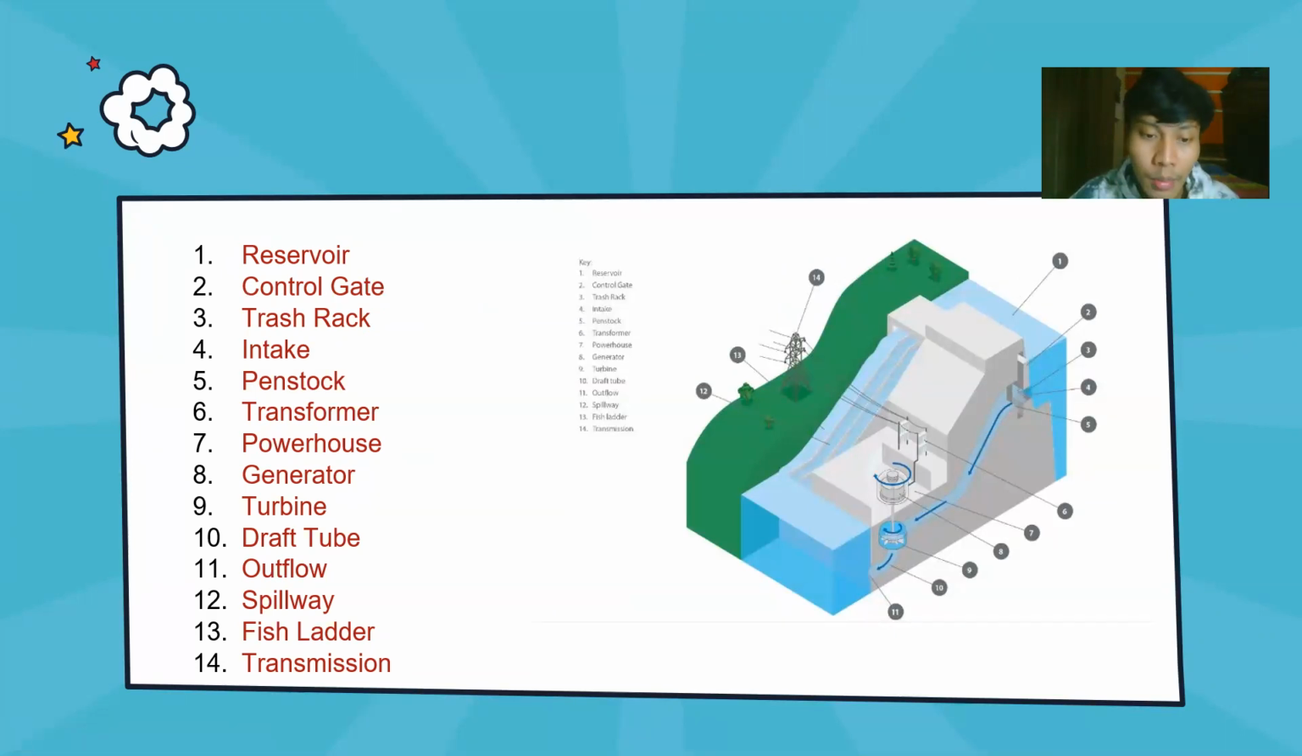Because the generator has been connected to the turbine. Then the water exits into the draft tube and ends up in the outflow. The generator works to produce electrical energy, which is then increased in voltage by a step-up transformer before finally going to the transmission line and ending at the consumer.